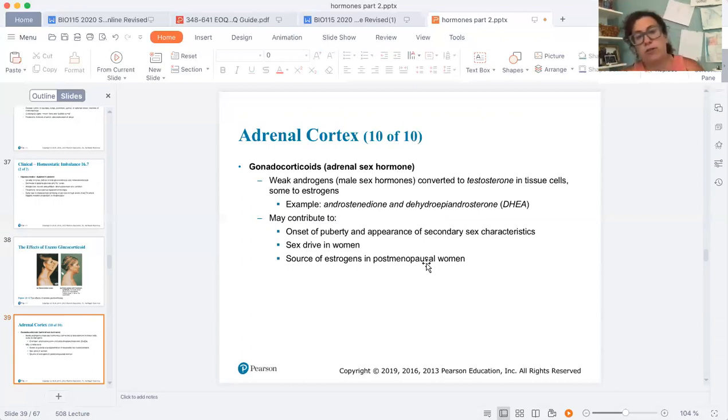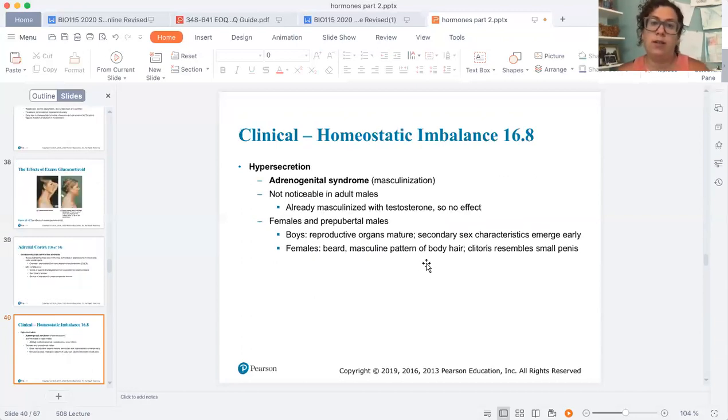DHEA and some androgens are responsible for sex drive in women. And in postmenopausal women, where no estrogen is being produced, this sometimes becomes a secondary source of estrogen. Just like with everything, we can have too much or too little. Sometimes we have what's called adrenogenital syndrome, which is hypersecretion of the zona reticularis.